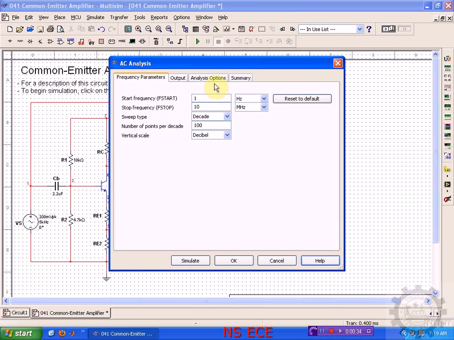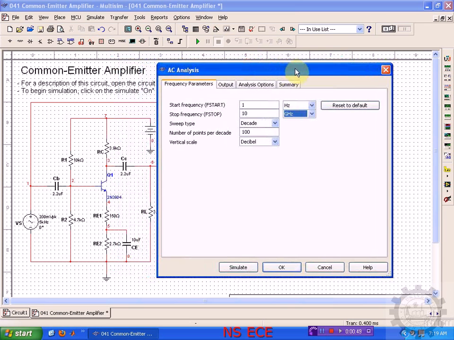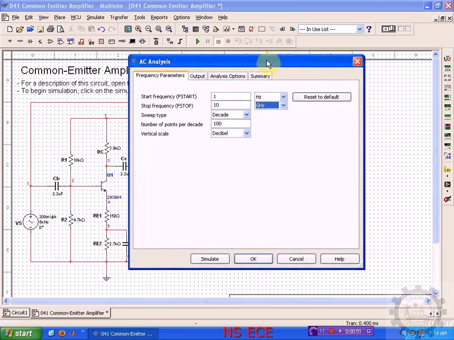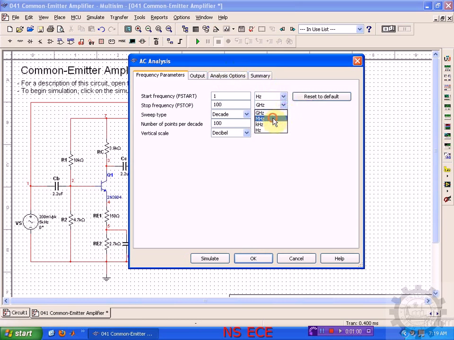and F stop. The default for Multisim is that F start is 1 millihertz and F stop is 10 gigahertz. Here my interest is just to study my amplifier's frequency response, so I select the start frequency as 1 Hz and the stop frequency as 100 megahertz.